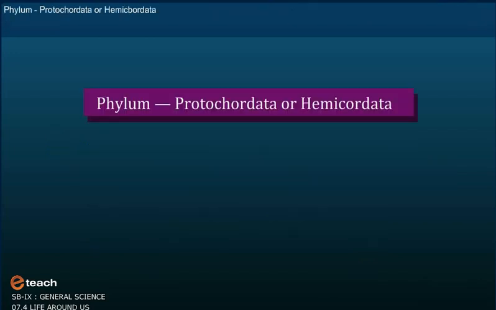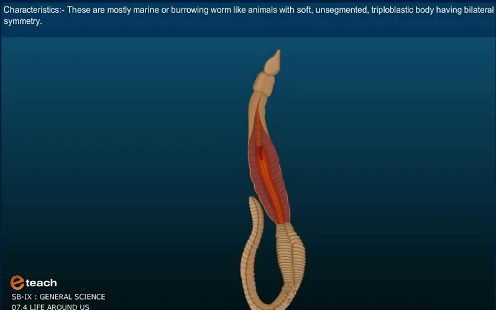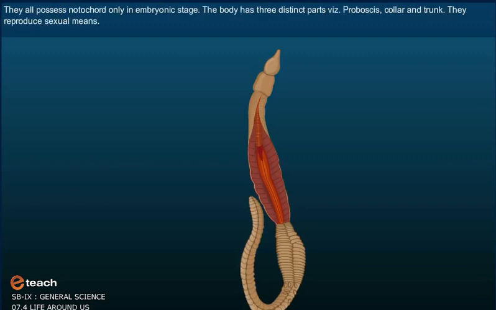Phylum Protochordata or Hemichordata. Characteristics. These are mostly marine or burrowing worm-like animals with a soft, unsegmented, triploblastic body having bilateral symmetry. They all possess notochord only in the embryonic stage.